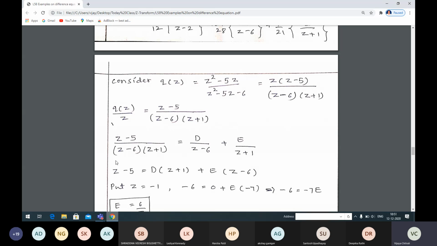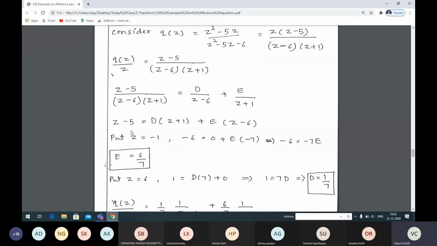So resolve this by using partial fractions. z minus 5 divided by (z minus 6)(z plus 1) is equal to D divided by z minus 6 plus E divided by z plus 1. So z minus 5 is equal to D multiplied by (z plus 1) and E multiplied by (z minus 6). Cancelling the denominators on both sides, we get z minus 5 is equal to D into (z plus 1) plus E into (z minus 6).